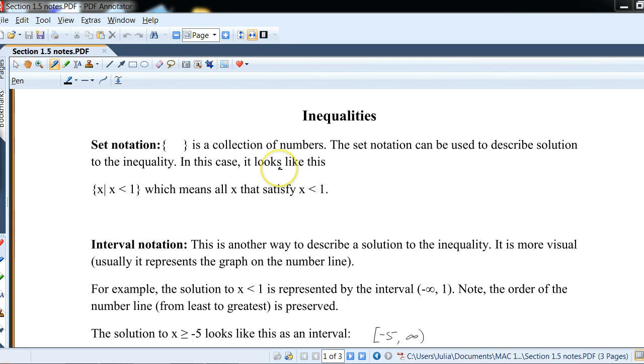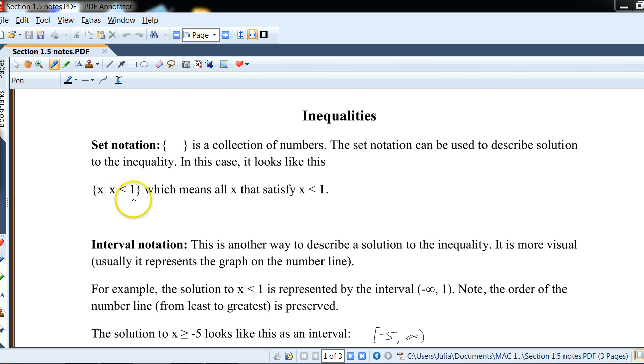In this section, we'll do a quick refresher on inequalities, just to remind you how to solve them. First of all, let's take a look at the notation in which we'd like to have answers. One is set notation, which is denoted by these squiggly brackets, I would say. And a set is really a collection of numbers. It looks something like this.